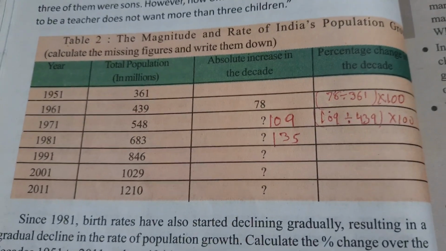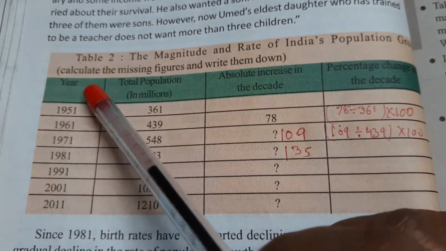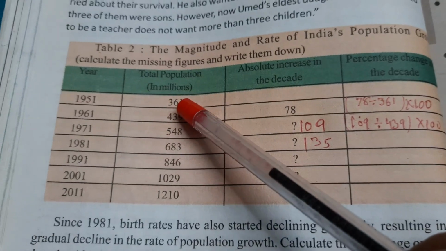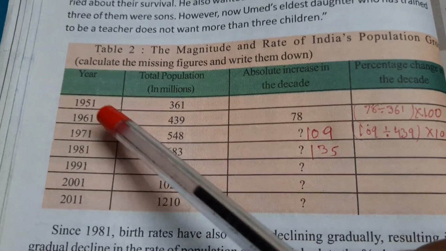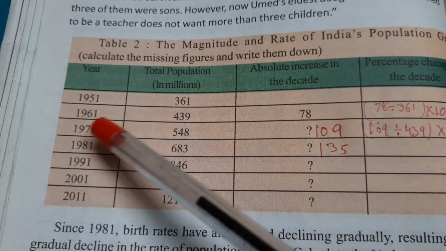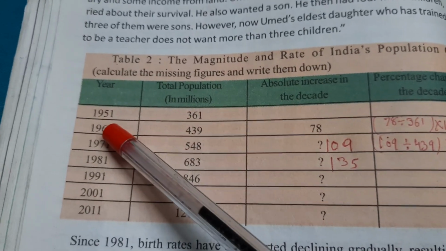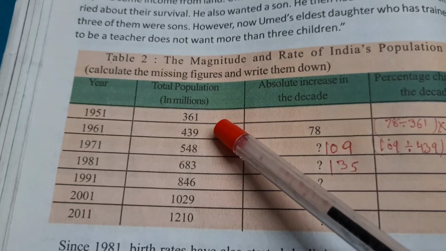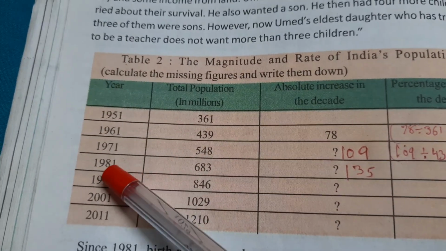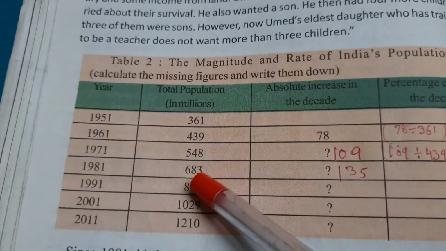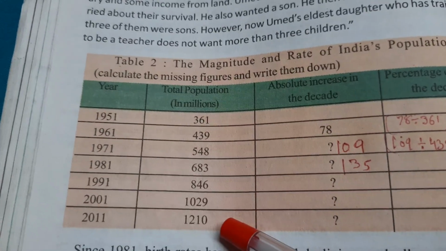Now children, table 2 is given in our textbook. We can see in different years the total population, given in millions. In 1951 it is 361 million. In 1961 it became 439 million. In 1971 it became 549 million. In 1981 it became 683 million. In this way we can see that there is a continuous increase in the number of population.